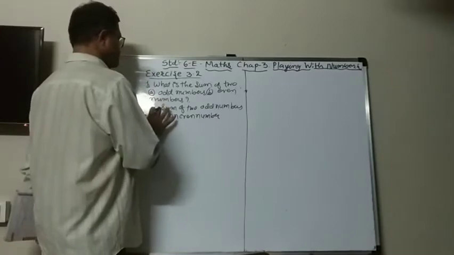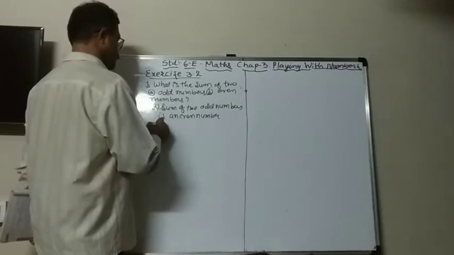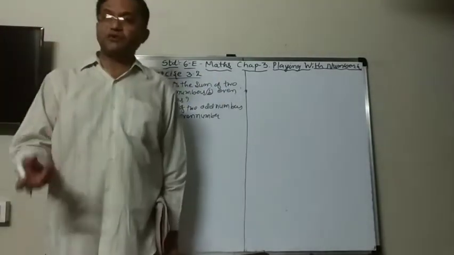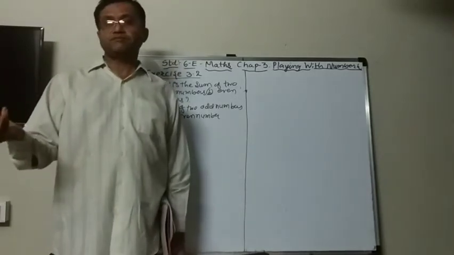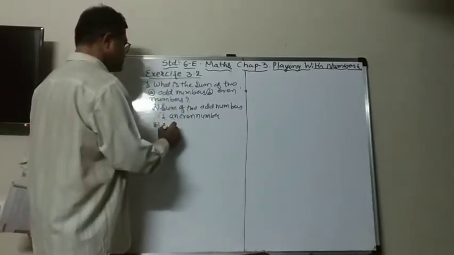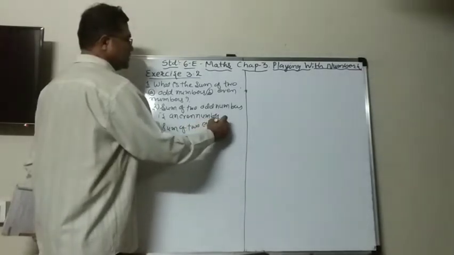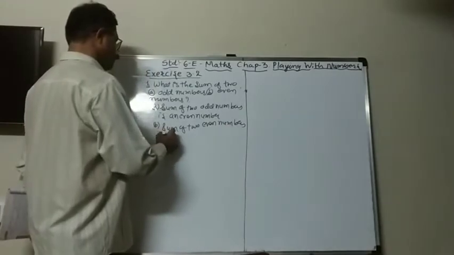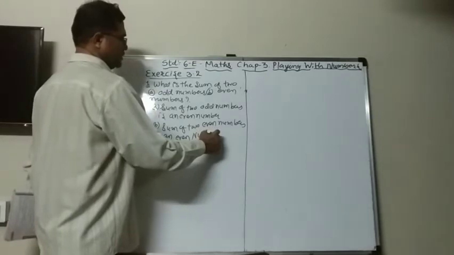Then we will learn about the B also. Sum of two even numbers. 2 plus 4, 6. 6 plus 8, 14. So that is also an even number. So we can write down: sum of two even numbers is an even number.